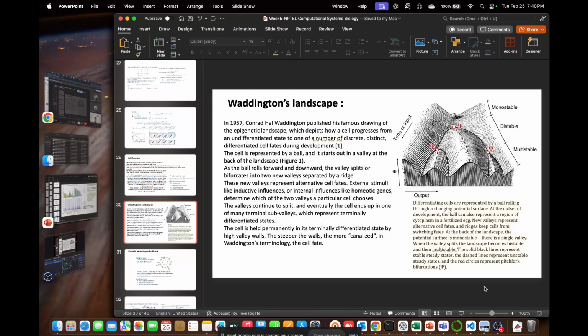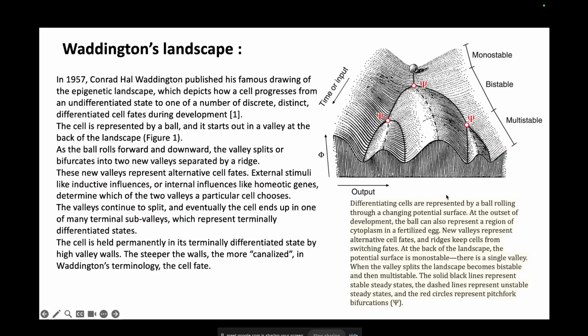Anyway, I'll quickly touch upon this, and then we'll move to some questions from previous years. This is a very interesting concept known as Waddington's landscape. I'm going a little bit out of the course, but I think this is very interesting, and you might want to read up on it in the future. This figure is a drawing of an epigenetic landscape depicting how a cell progresses from an undifferentiated state to one of a number of distinct differentiated cell fates during development.